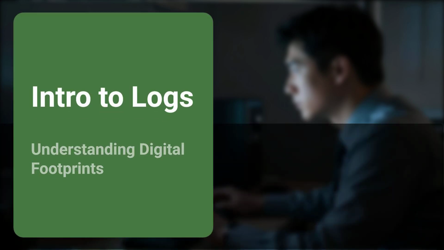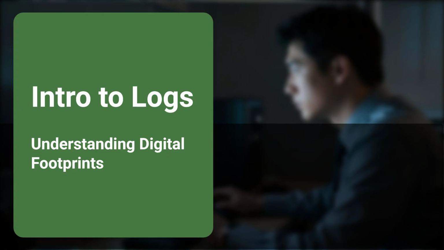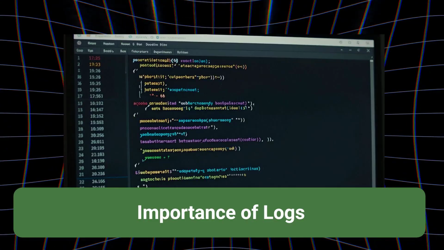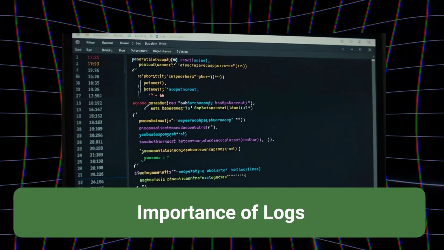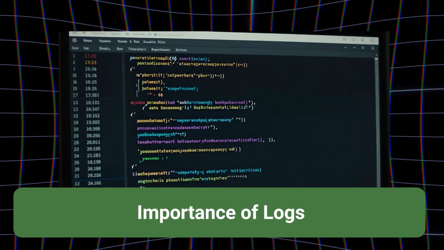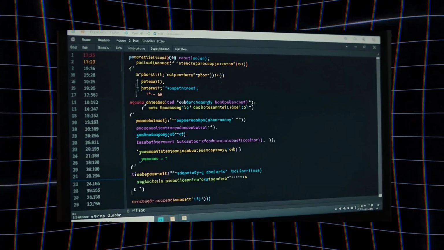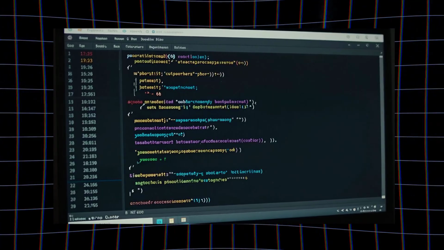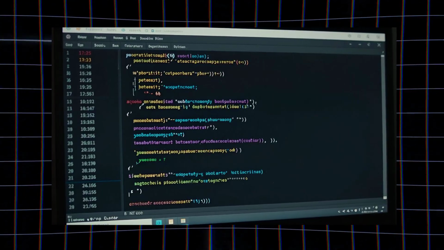Let's talk about logs, the digital footprints that every system leaves behind. Because when something goes wrong, logs are how investigators rewind the movie and see who did what, when, and from where. In cybersecurity, logs provide a chronological record of events and activities that help detect incidents, troubleshoot problems, and support investigations. And on the exam, this shows up when a scenario asks what data source can be used to reconstruct an attack timeline, where the correct mindset is always check the logs.